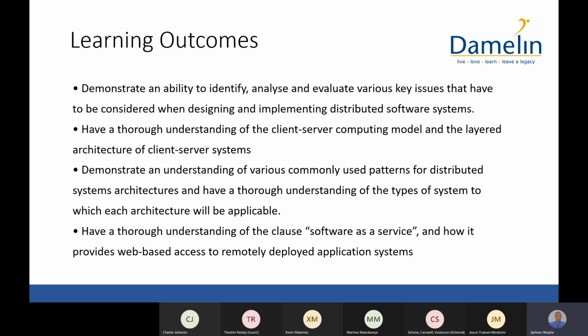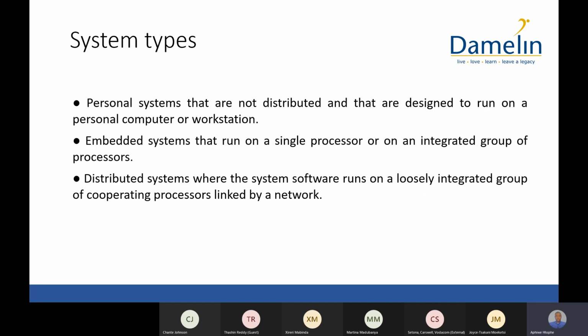Demonstrate an understanding of various commonly used patterns for distributed systems architecture, and have a thorough understanding of the types of system to which each architecture will be applicable. And then have a thorough understanding of the cloud software as a service and how it provides web-based access to remotely deployed applications.